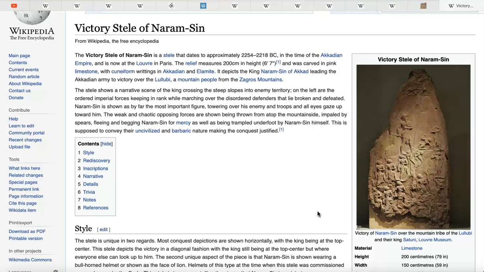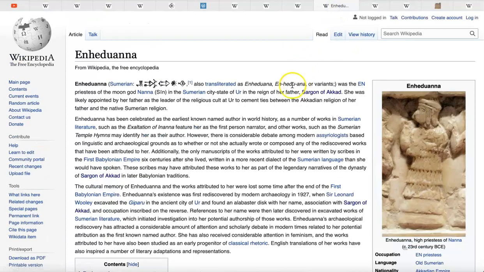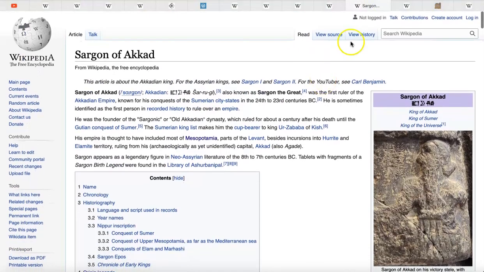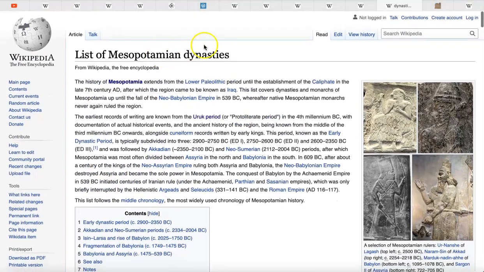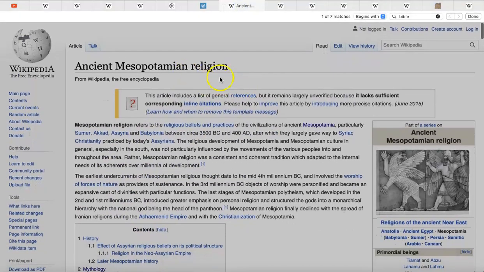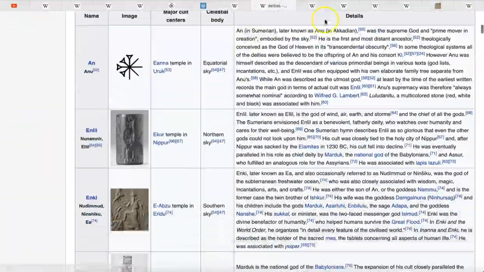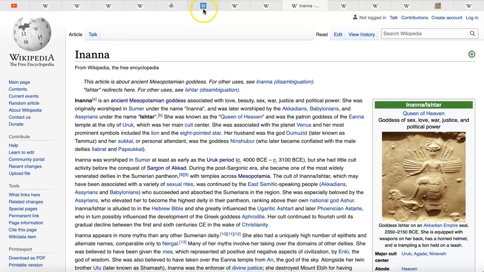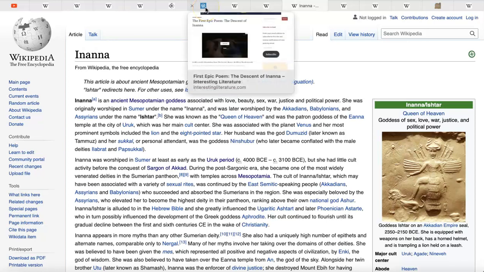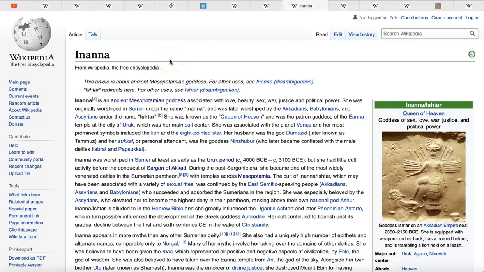So anyway, I hope I've given you a good intro to this Inanna character, figure, goddess, deity, and the author of her most popular poem, Enheduanna. And Enheduanna's father, Sargon, and also giving you a little, just keep going, and you run into this list of Mesopotamian dynasties, and religion, and deities, and Inanna herself. Why she's important, why she's considered to be important, and so on and so forth. I have been talking for an hour and 23 minutes. And I've enjoyed every second of it.